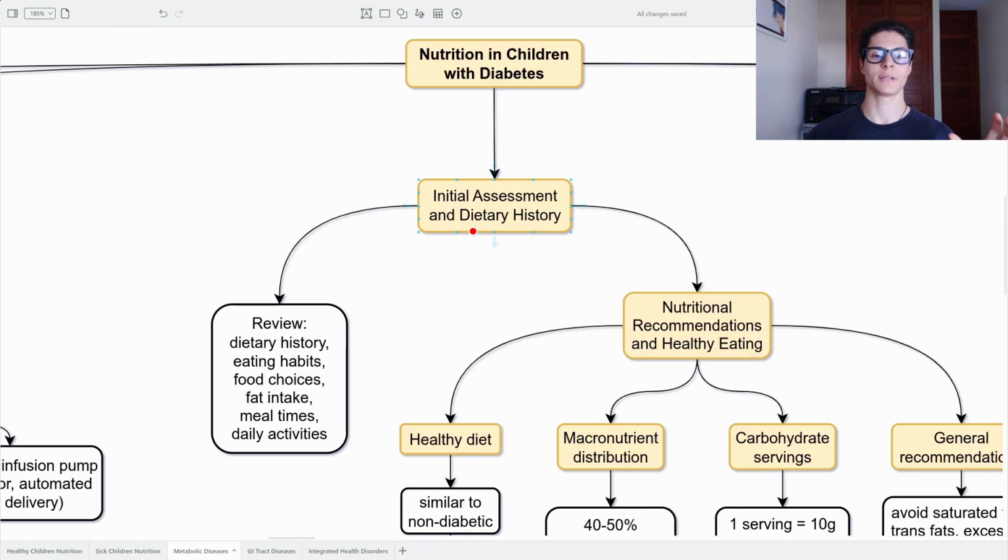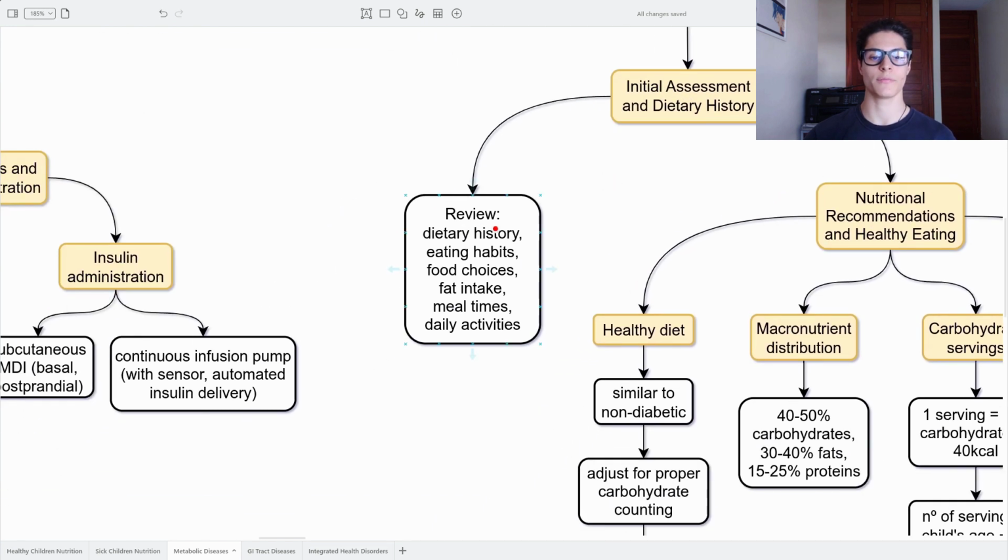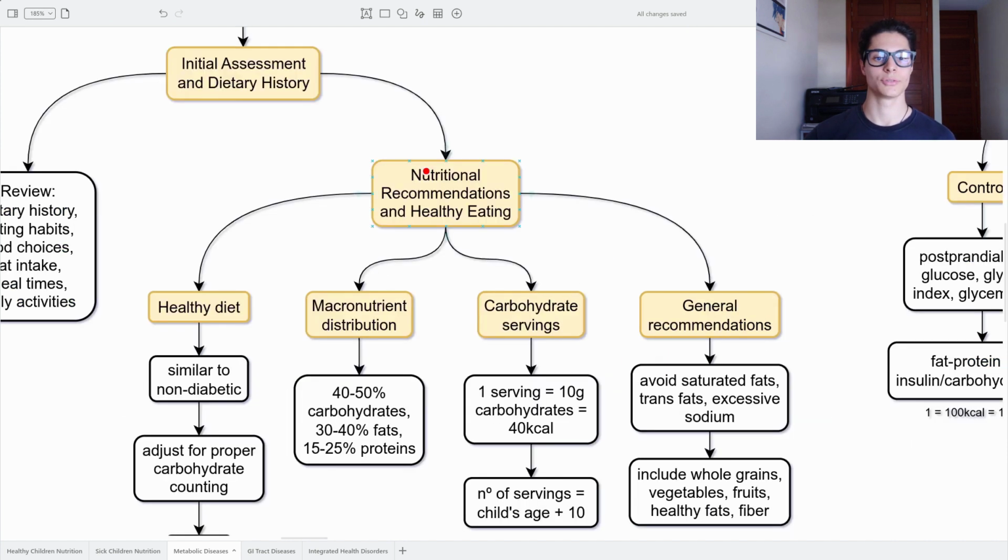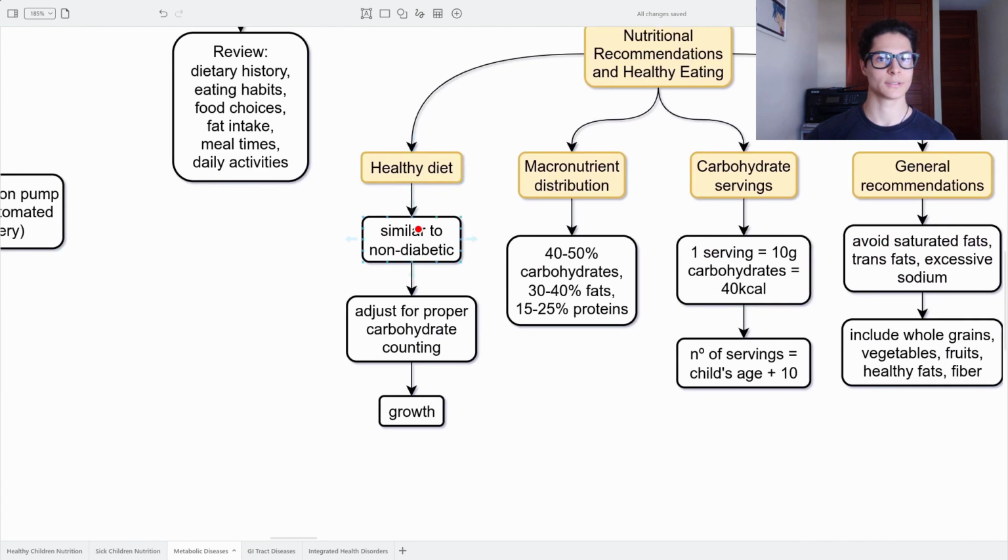The initial assessment and dietary history. So we have to review the dietary history, the eating habits, the food choices, the fat intake, the meal times, and also the daily activities of the child. The nutritional recommendations and healthy eating, well, healthy diet. It's very similar to a non-diabetic. We have to adjust for proper carbohydrate counting and make sure that we obtain growth, very important.